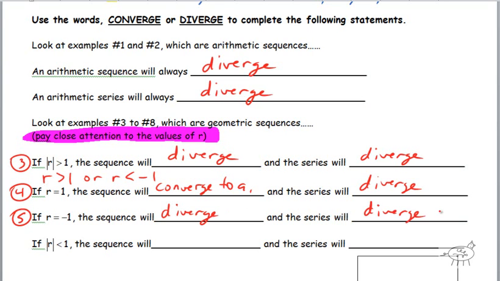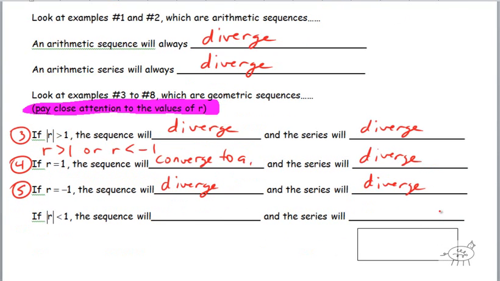Okay? This next one, if the absolute value of r is less than 1, that means r is between negative 1 and 1. Not equal to, but between. So it's basically some fraction between negative 1 and 1. That is going to be examples 6, 7, and 8.